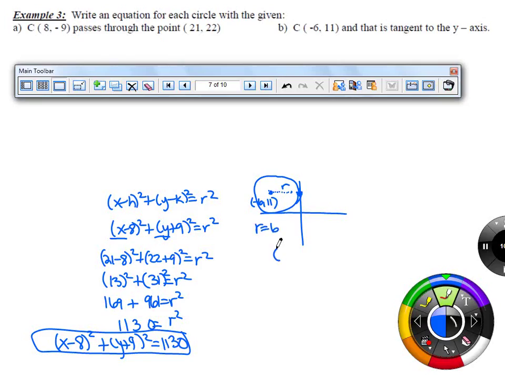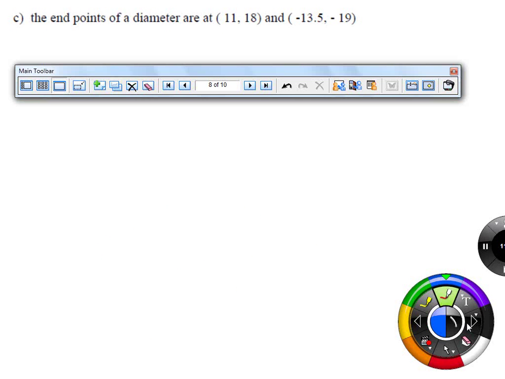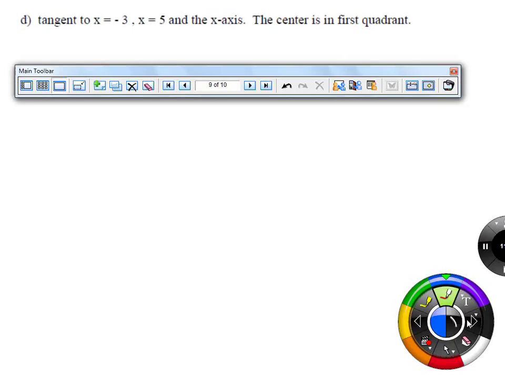So then our equation is going to be x minus h, which in this case will look like x plus 6 squared, plus y minus k, which will be y minus 11 squared, equals r squared, which will be 36 when you put in the 6 squared. Okay? So the rest of the examples are like this as well. Okay? Endpoints of the diameter, so find the diameter and think about the radius. Tangent to different things, you'd have to problem solve through that.